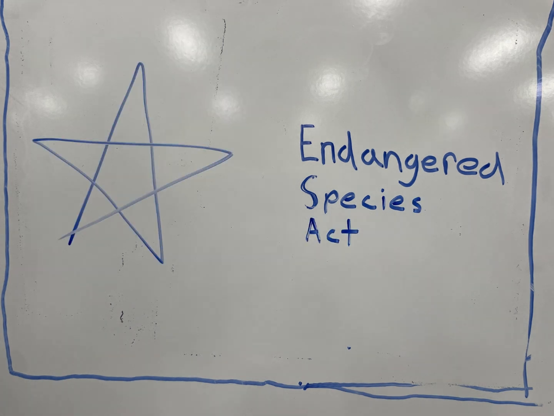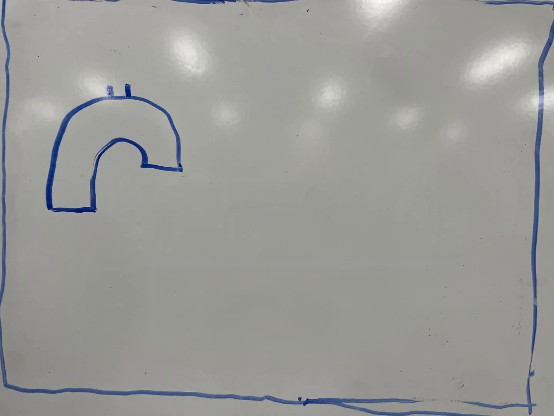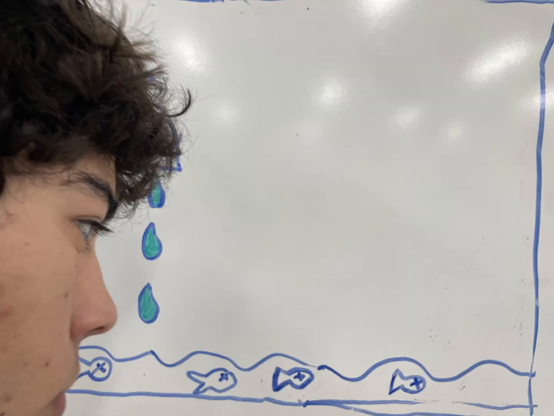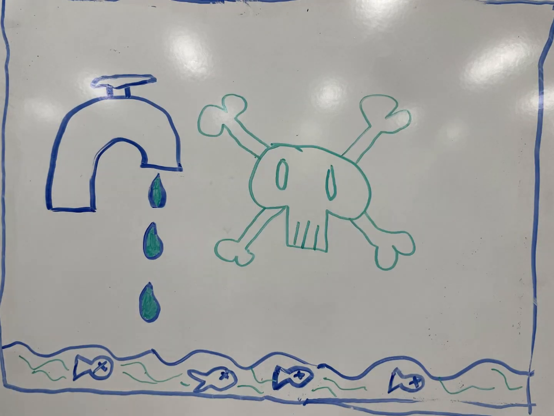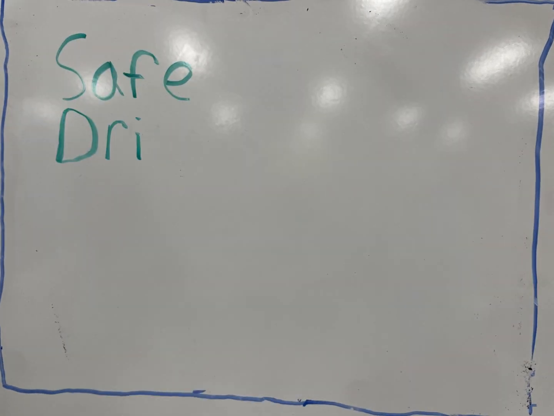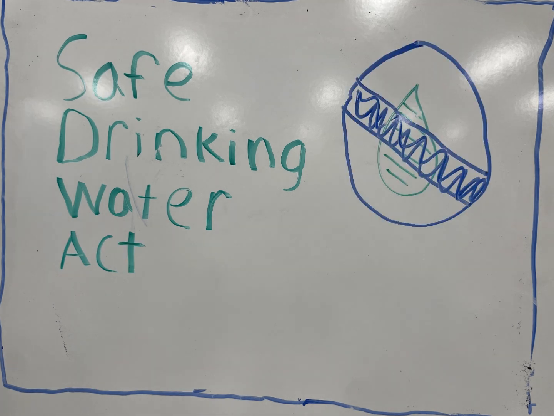Next up is the Safe Drinking Water Act. The Safe Drinking Water Act, which came out in 1974, was implemented in order to regulate pollution in drinking water as well as ecosystems in the U.S. The act mainly regulates companies' wastewater output. The Safe Drinking Water Act, also known as the SDWA, is the primary federal law in the United States designed to ensure the quality of drinking water.